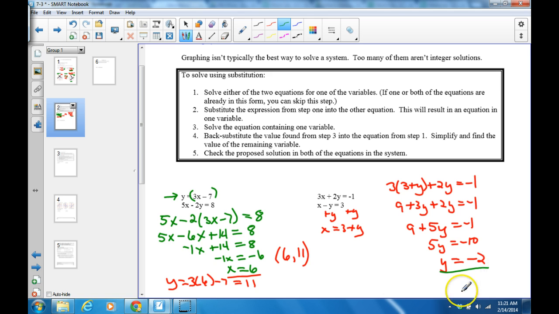Okay, so now I know my y is negative 2. What am I going to do now? Plug it back in to this equation, right? So x equals 3 plus a negative 2. So that's 3 minus 2 is 1, right? That's a negative. It didn't come out very well. So my point of solution is 1, negative 2.